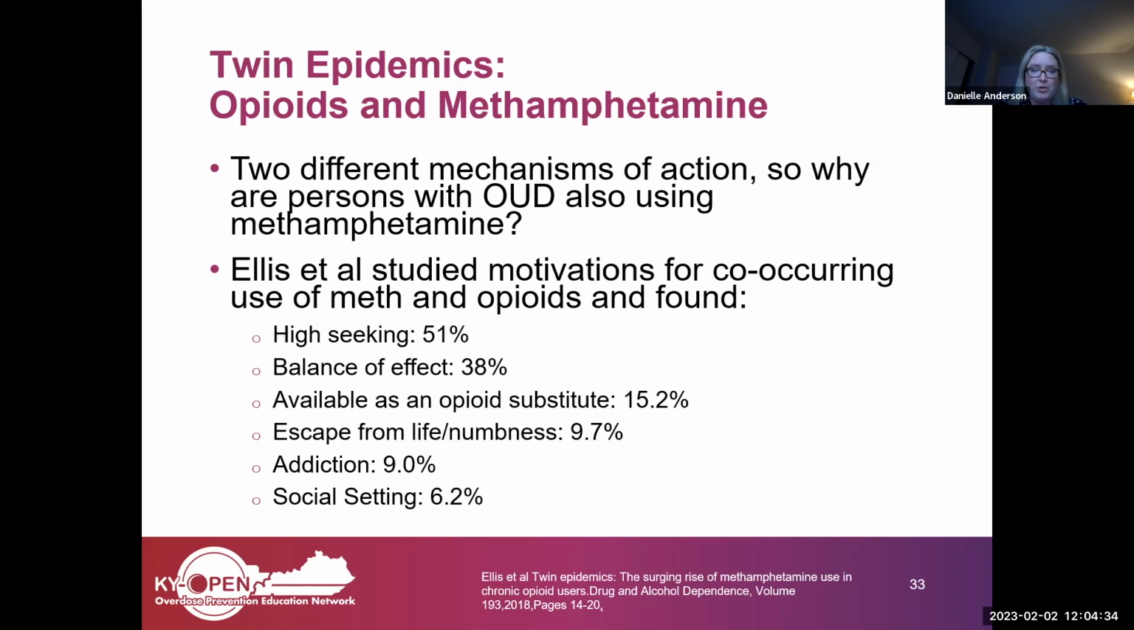51% of the respondents mentioned high seeking; they liked the high that they received from methamphetamines and opioids at the same time. 38% said that the balance of the effect, where stimulants are more of an upper and the opioids were bringing them back down. One patient wrote, "I use meth to give me a rush of energy and heroin to numb myself." Another person in this study wrote, "I was trying to get a lot of work done by taking the stimulants, but I didn't want to have pain, so I used the opioids."